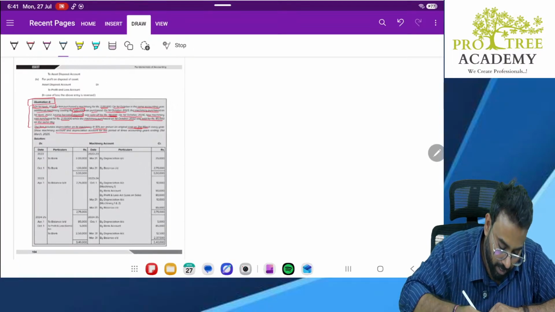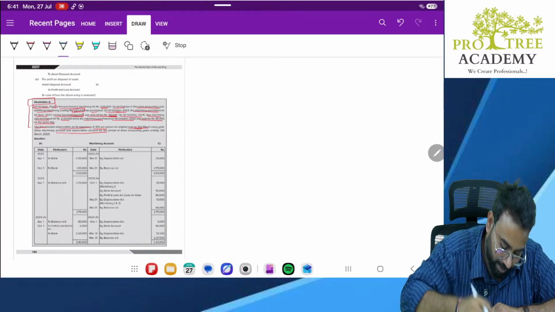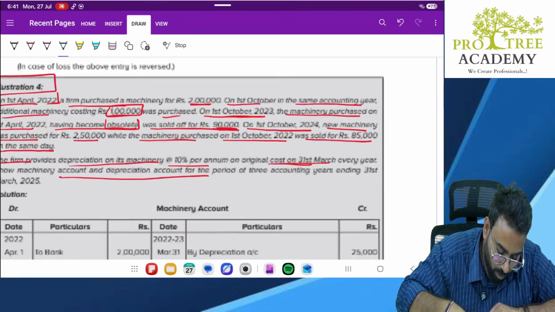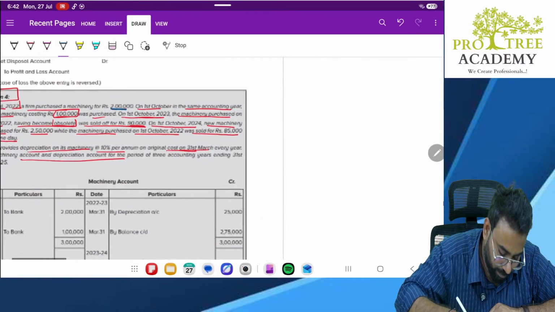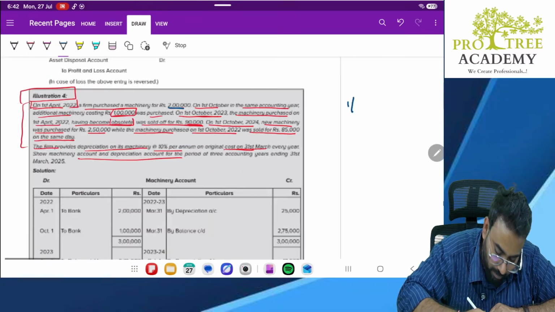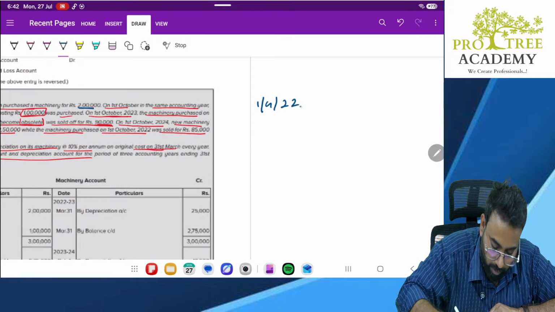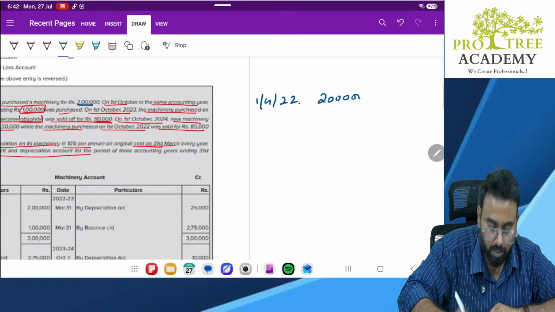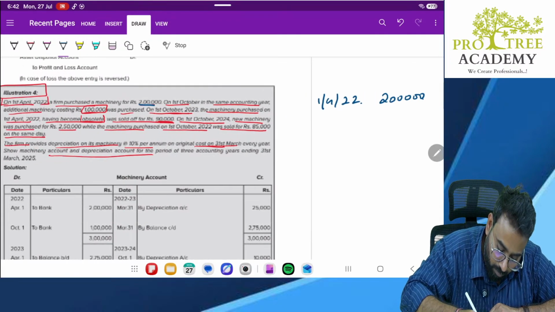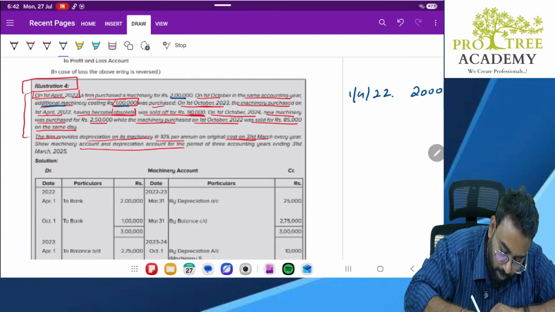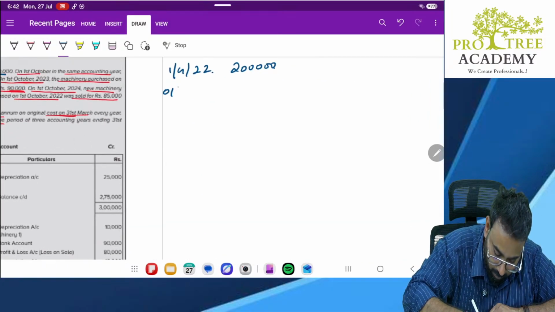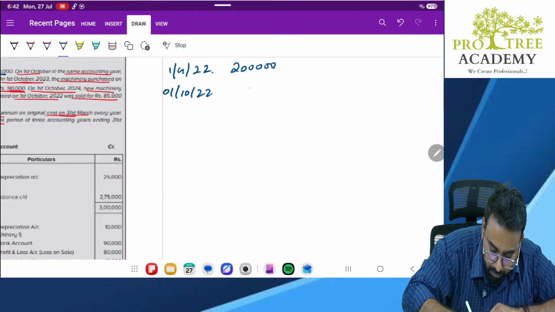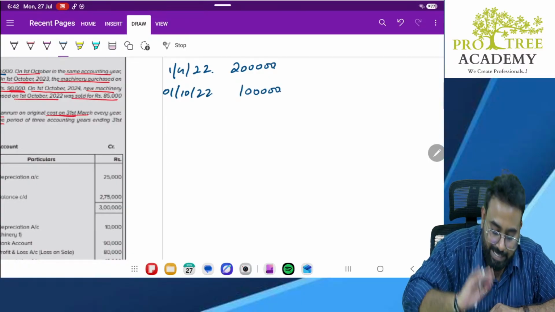Okay, let's start with the question. Let's first start with the timelines. On 1st April 2022, a firm purchased a machinery for 2 lakh rupees. Let's write down: on 1st April 2022, it purchased for 2 lakhs. Now, on 1st October in the same accounting year, additional machinery costing 1 lakh was purchased. When? On 1st October, for 1 lakh. This is our year 1.